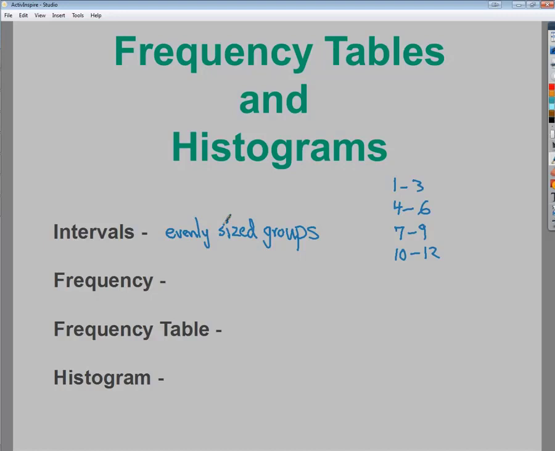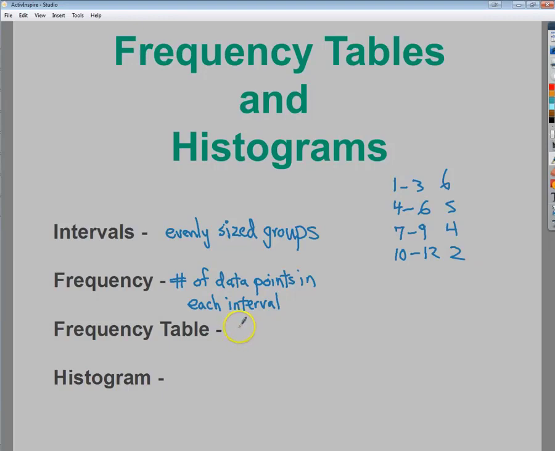Frequency is how often or how many times a number falls into that group. So the number of data points in each interval. So maybe I have 6 of them that fall between 1 and 3. I have 5 here, 4 here, and 2 here. And then a frequency table is just a way to visualize that information. It groups them in intervals and then shows the value for each interval.